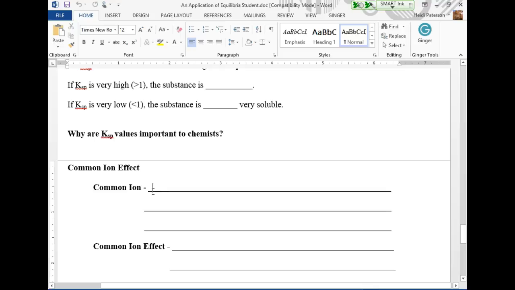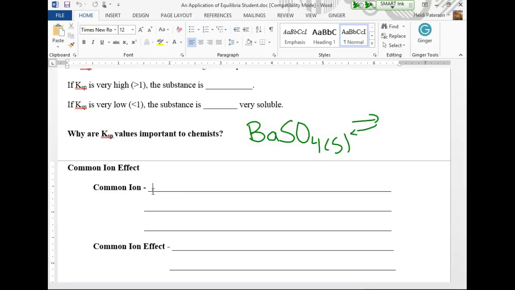We can also manipulate KSP values. So if we want to prevent something from dissolving, we could add something to it. Let's take the example of Stefan's barium drink. We know that this already has a very low KSP value. I think it's 1.1 times 10 to the negative 10. So, if I just rewrite this so that I have something to refer to here.